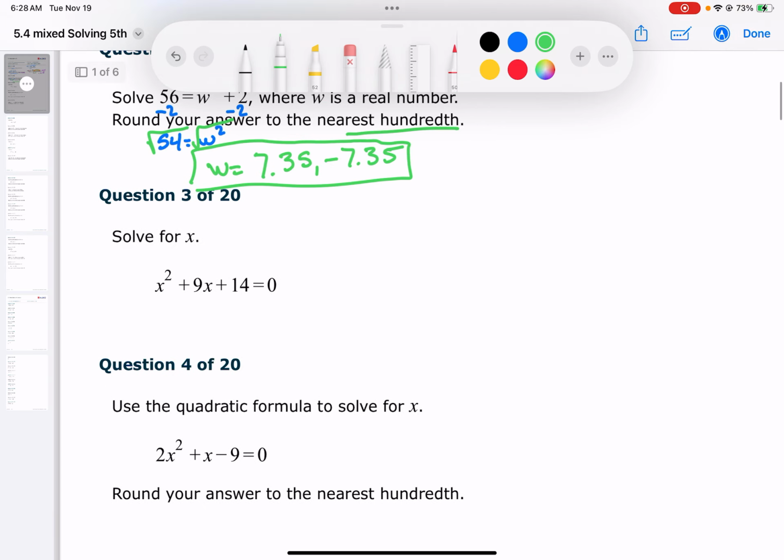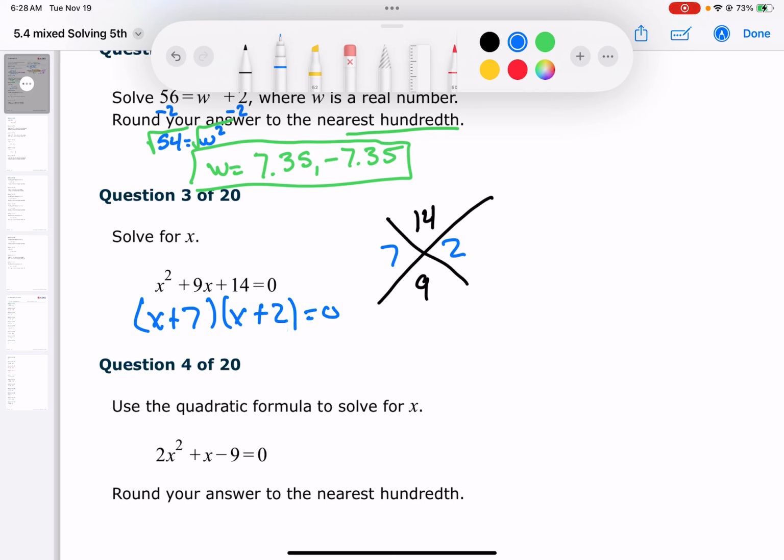Okay, looks like this one where I can solve. You could use the quadratic method if you want. I'm going to use the x method, so it's going to give me 14 and 9. It's going to give me 7 and 2. So if I add x plus 7, x plus 2, those are my factors, and I'm going to set each factor equal to 0. Solve. So x will equal -7 and -2.